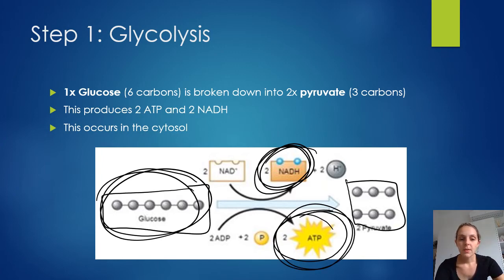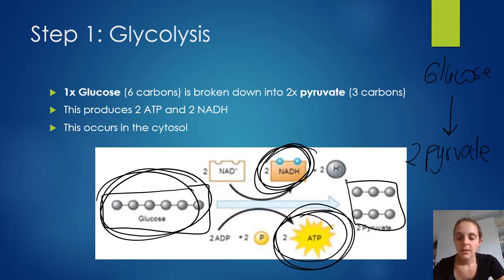So if we think about this in terms of inputs and outputs, we're going to have a glucose, and we're going to break that down into 2 pyruvates, and we're also going to get 2 NADH and 2 ATP.